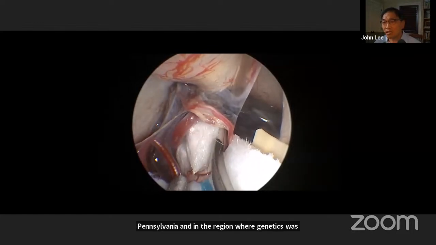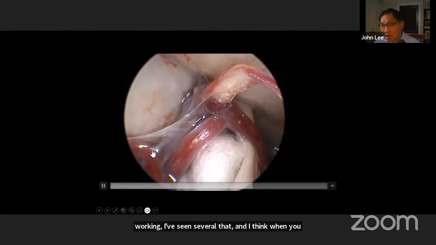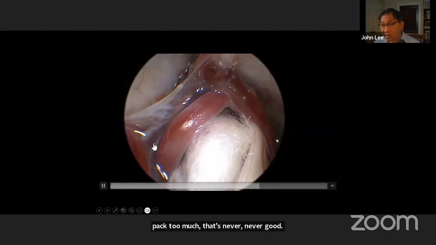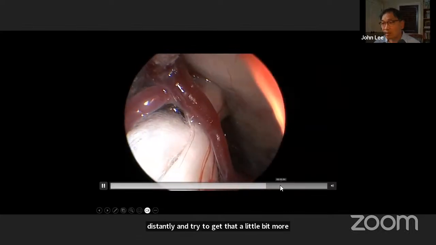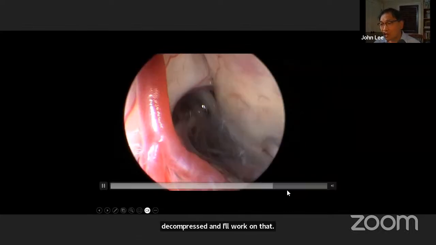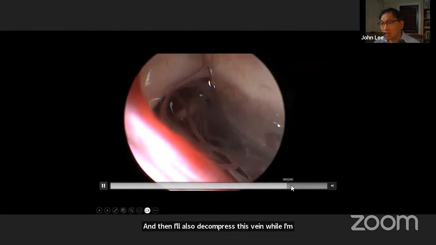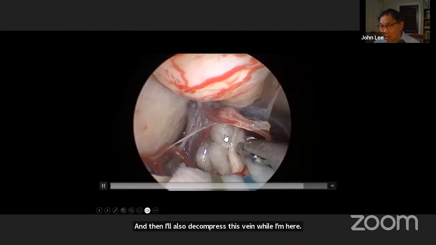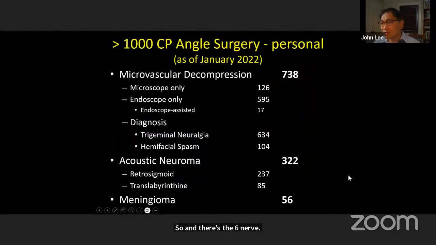And then today, I think it's important I should look more distantly and try to get that a little bit more decompressed, and I'll work on that. And then I'll also decompress this vein while I'm here. So, and there's the 6th nerve. So there's a lot to, yeah. So you can see I packed a little bit more in there.